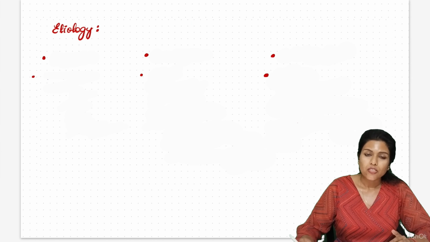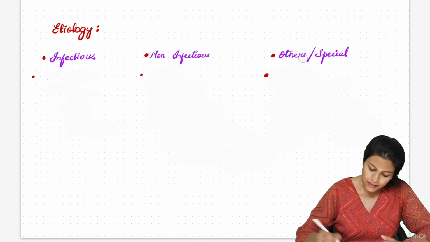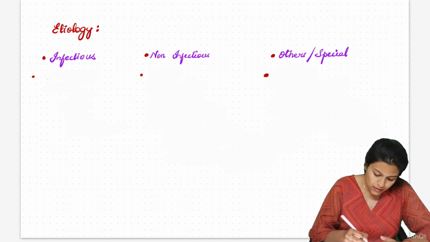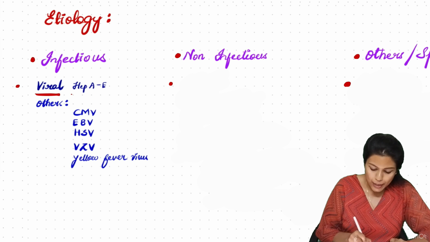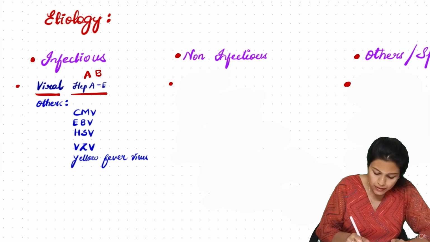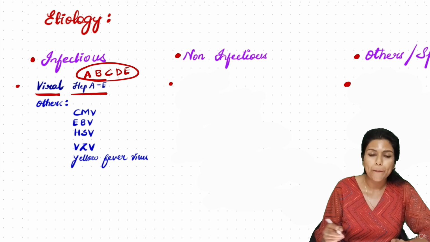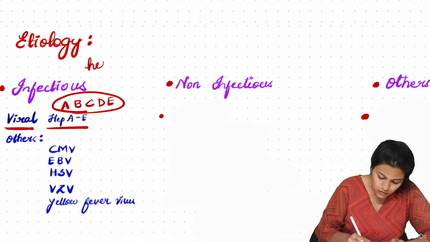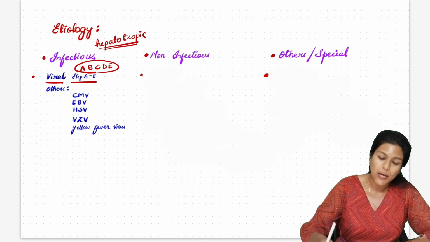Let us see the etiology, that is the causes for this hepatitis, which is divided into number one, infectious causes, number two, non-infectious causes, and number three, others or the special causes. Under the infectious causes, the most common reason is the virus, like hepatitis A, B, C, D, E. So hepatitis A, B, C, D are the most common viruses that cause hepatitis. These are called the hepatotropic viruses. These have a strong association with causing hepatitis.